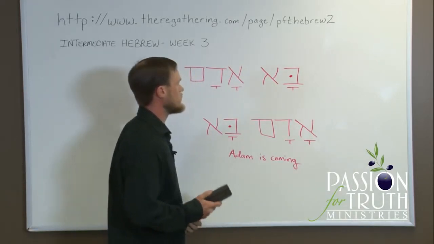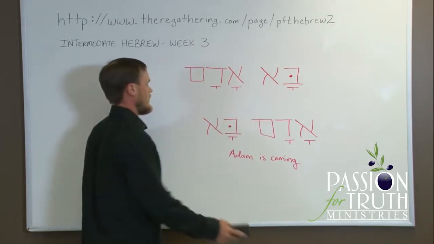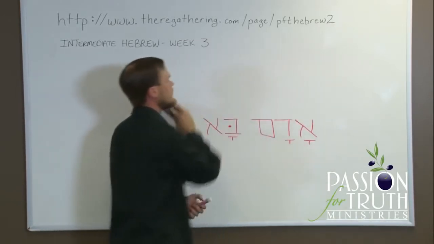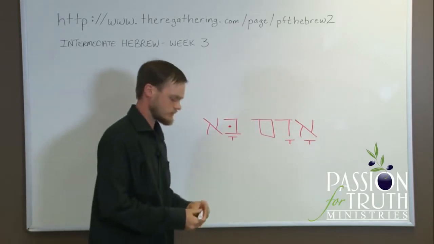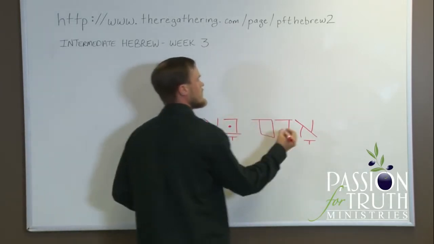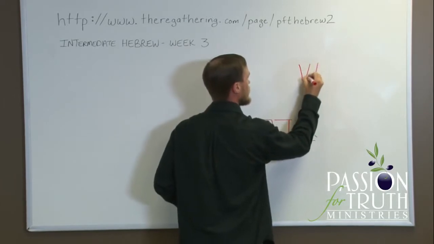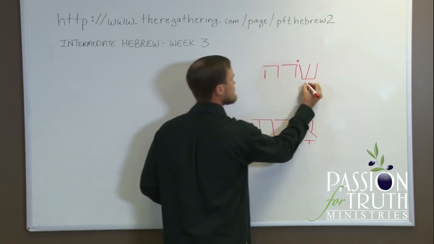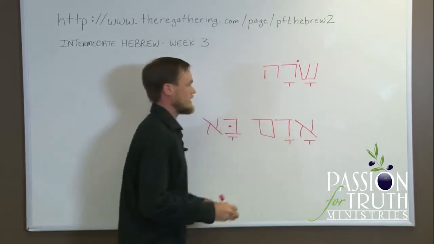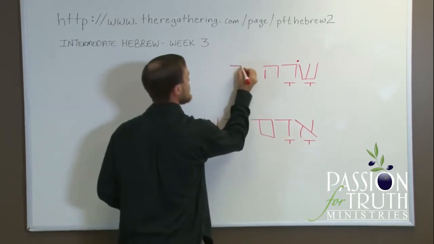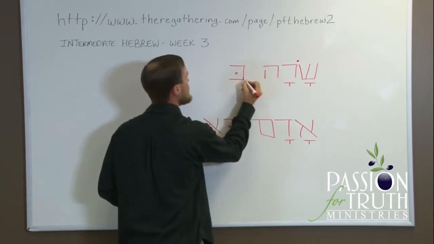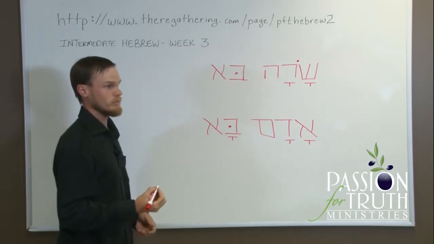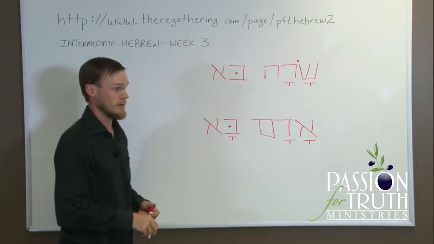Now, something to note about verbs is that if we were to change this sentence to have a feminine subject, so instead of talking about Adam, if we were talking about Sarah, okay, if Sarah were coming, since Sarah is a feminine subject, we cannot use a masculine verb to describe her actions. We have to use a feminine verb.